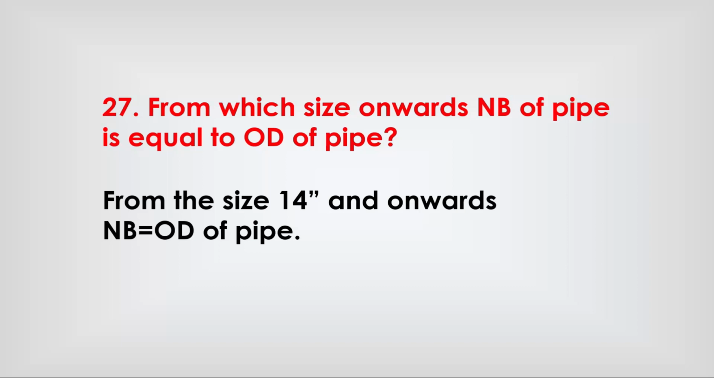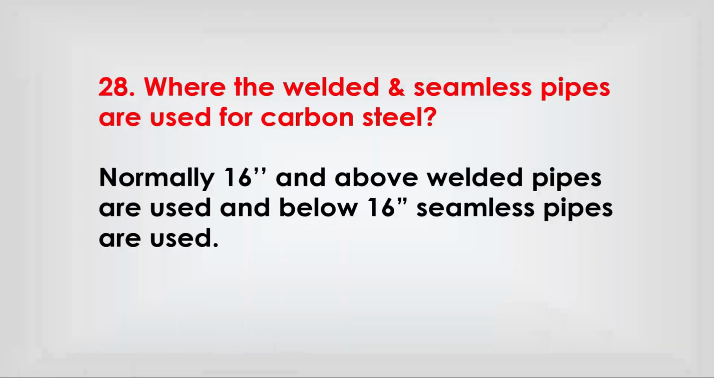From which size onwards is the nominal bore of pipe equal to OD of pipe? From the size 14 inch and onwards, nominal bore is equal to OD of pipe. Where are welded and seamless pipes used for carbon steel? Normally 16 inch and larger welded pipes are used, and below 16 inch seamless pipes are used.